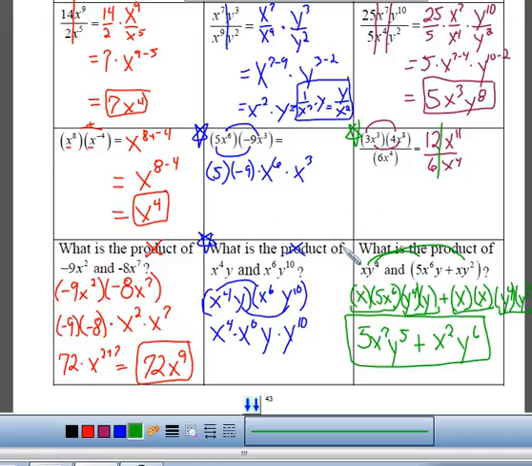Okay, so you have 3 problems to try on your own. It's okay if you get them wrong, but if you try them, I will give you a point. Maybe I'll even give you another point for anybody that gets all 3 of them correct. Good luck. We'll see you in math.